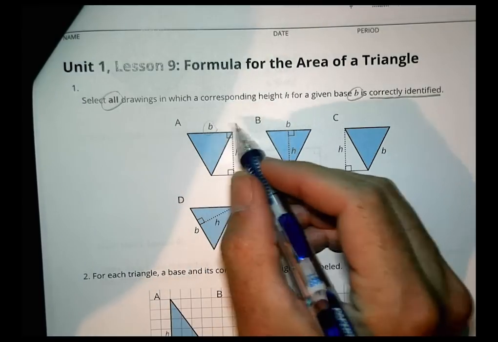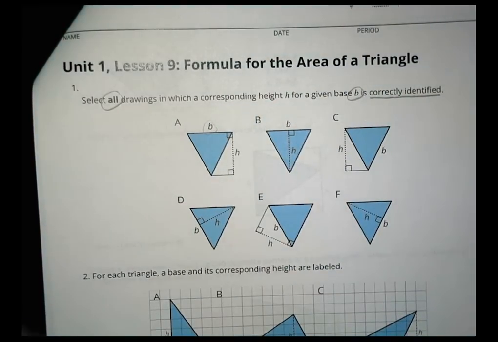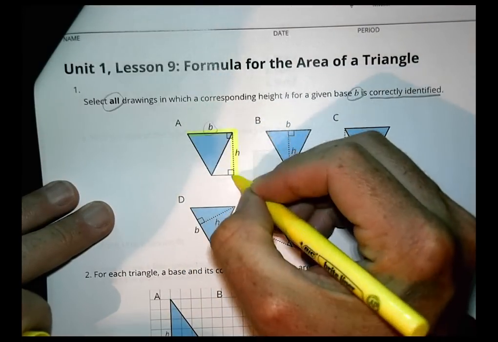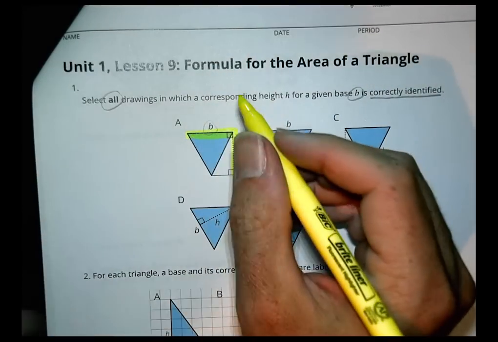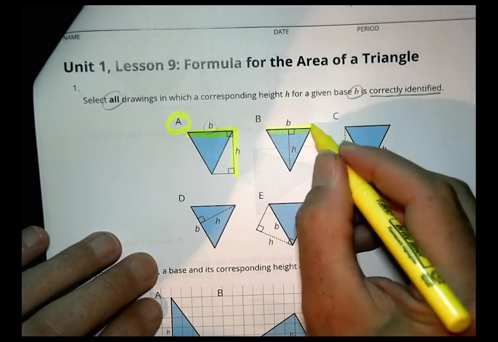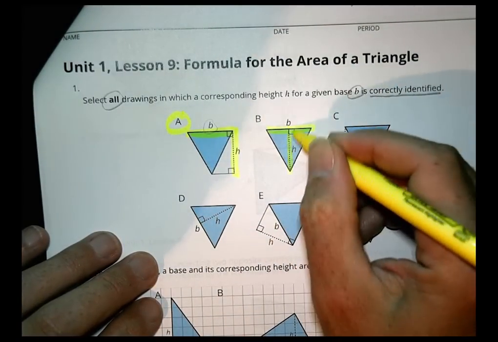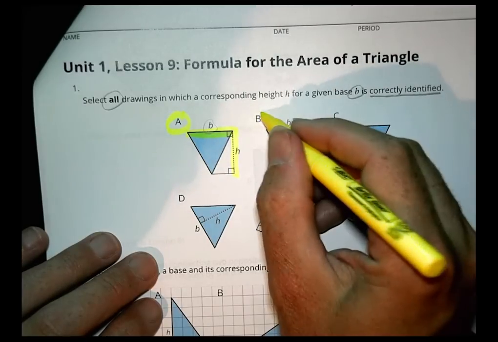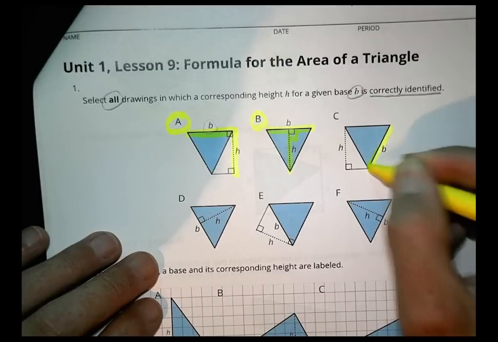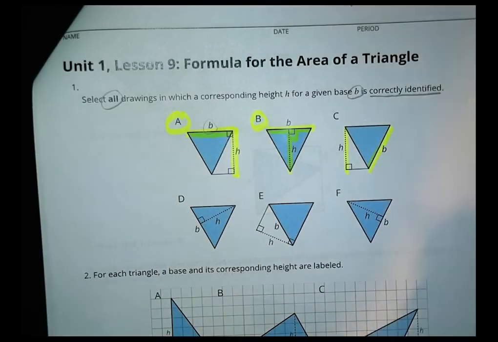So here's our base, and then we look here, here's our base, and here's a height. We have a 90-degree angle. That looks like no problem. Here we have a base, and we have a height. We have that 90-degree perpendicular angle, and it looks great. Here we have a base and a height. Do they connect to make a 90-degree angle? Nope, they don't, so it's not going to work for us.